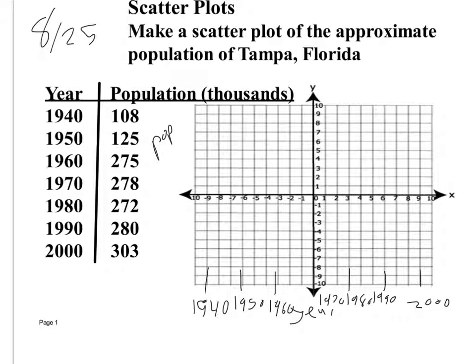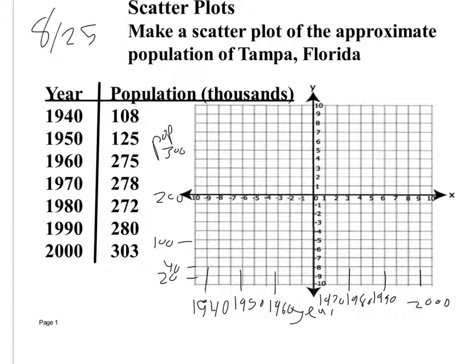Now I want to scale the graph for population. We came up with 20,000 for each line. So that'd be 20, this would be 40, 60, 80, 100,000, 20, 40, 60, 80, 200,000, 20, 40, 60, 80, 300,000. So every line was 20,000.